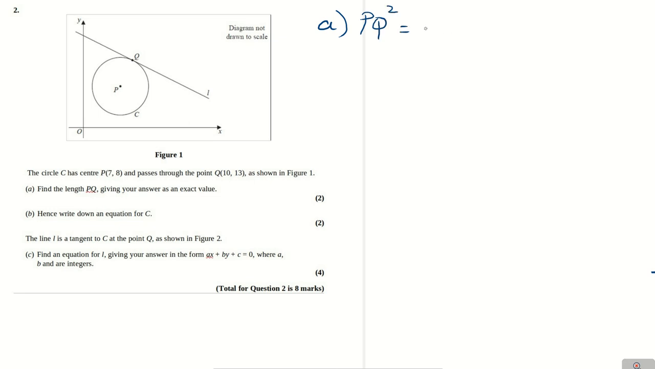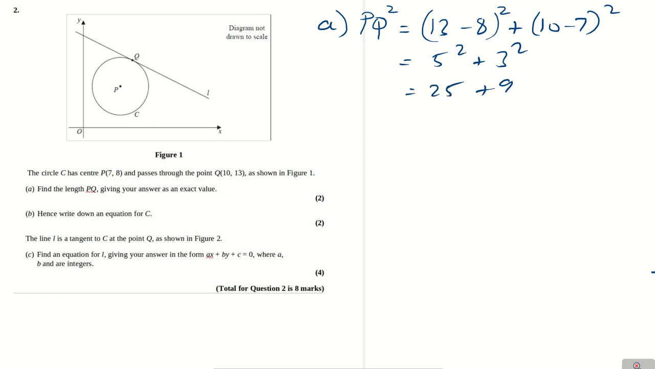PQ squared. It's the difference in the y coordinates from P to Q, so it's 13 minus 8 squared, plus the difference in the x coordinates from P to Q is 10 minus 7 squared, equals 5 squared plus 3 squared, equals 25 plus 9 equals 34. Therefore, PQ is the square root of 34, and we leave it as an exact value.